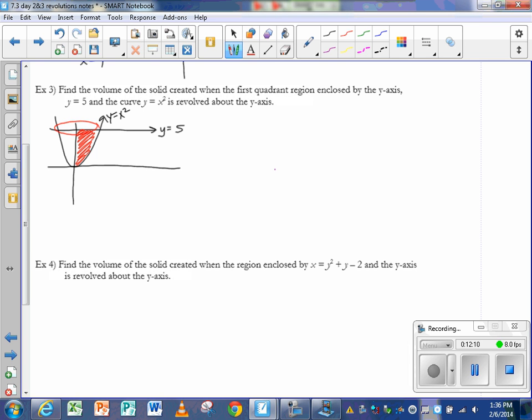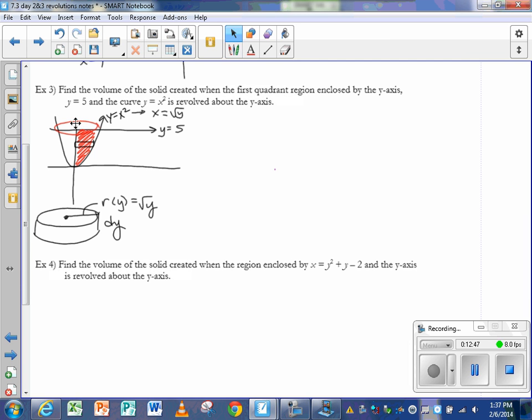So if I spin it around the y-axis, all of my disks now, I'm going to have to slice this way. So my representative disk looks like this. It's horizontally oriented, which means my height now is dy, and my radius now needs to be a radius in terms of y, like r of y. So if I want to get my radius in terms of y, because I'm using dy, I've got to come back up to the equation of the line, make it x equals the square root of y, and that goes there.